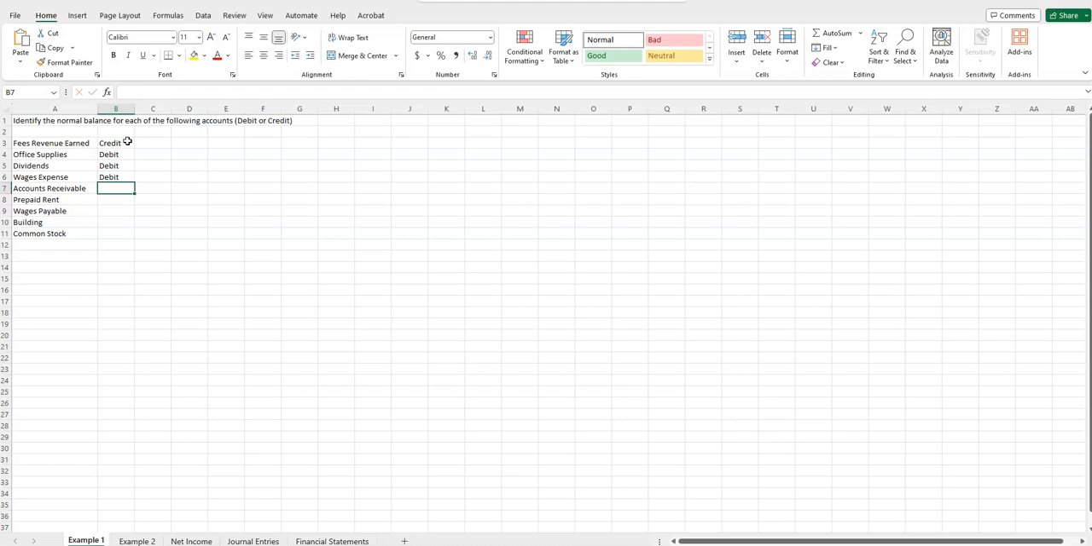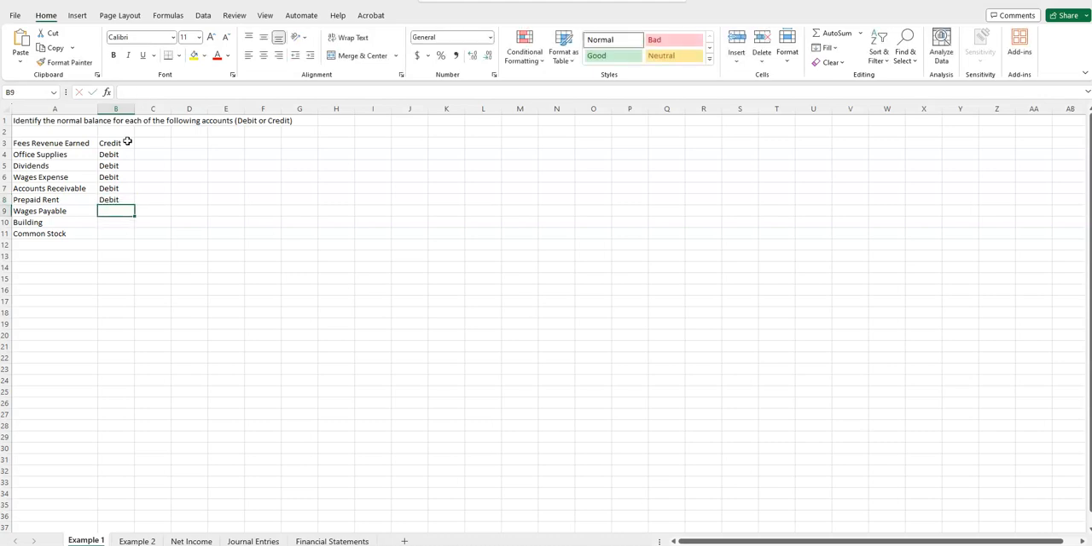Accounts receivable. So accounts receivable is an asset account. That means people owe us money. Asset accounts have normal debit balances. Prepaid rent. So if you remember from the Chapter 2 videos, all prepaid accounts are asset accounts that have normal debit balances. So this means that we paid money for something that has future benefit. So we paid for an entire year's worth of rent at one time, which means that we get to use this building for 12 months. So prepaid rent is an asset account which has a normal debit balance.